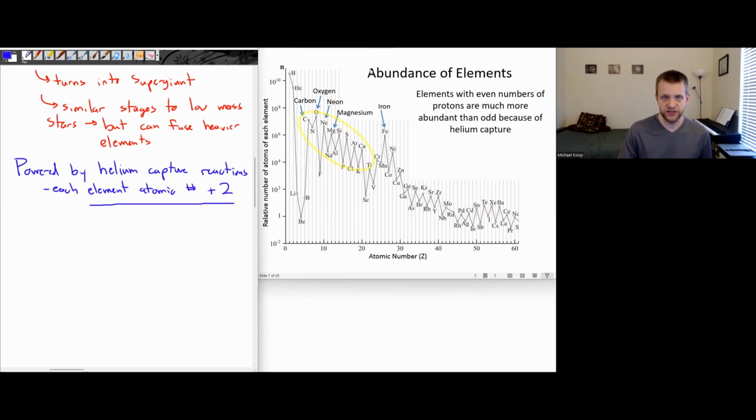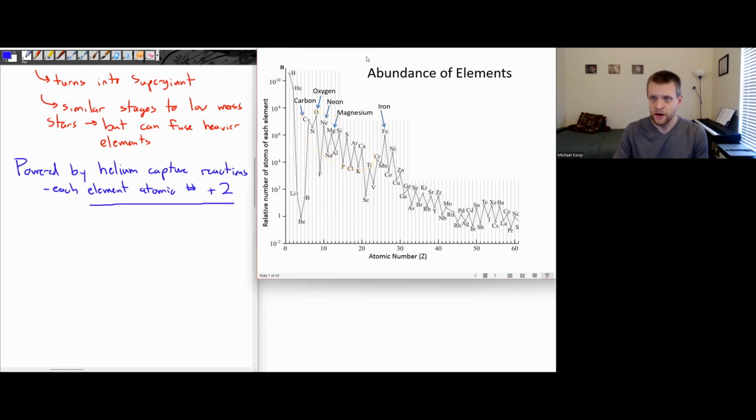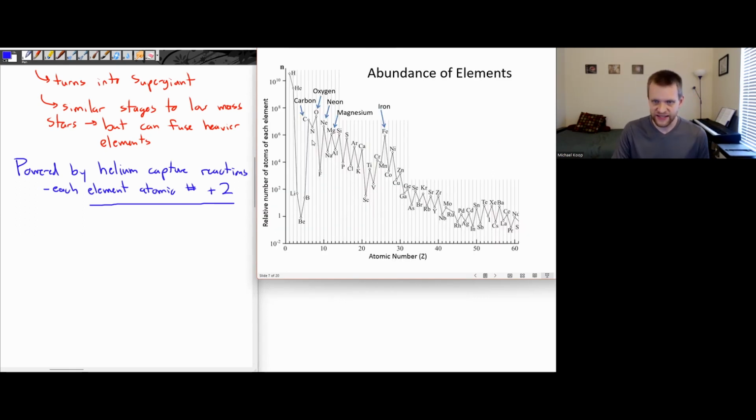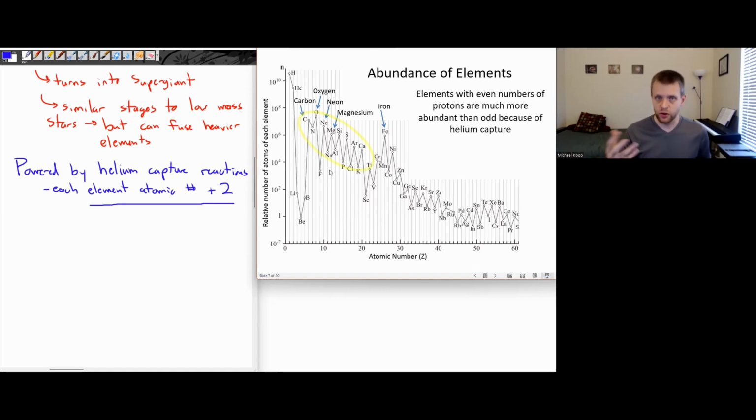These helium capture reactions, we said they tend to produce new nuclei with an atomic number 2 larger than the previous one. So we've got some carbon, we're going to be able to easily produce oxygen. We've got oxygen now, we're going to be able to easily produce neon. We've got some neon, we're going to be easily able to produce magnesium, but we are not as easily going to be able to produce those odd-numbered atomic elements. So we can look at the abundance of elements in the universe and track that to which elements are produced in these certain types of nuclear reactions.